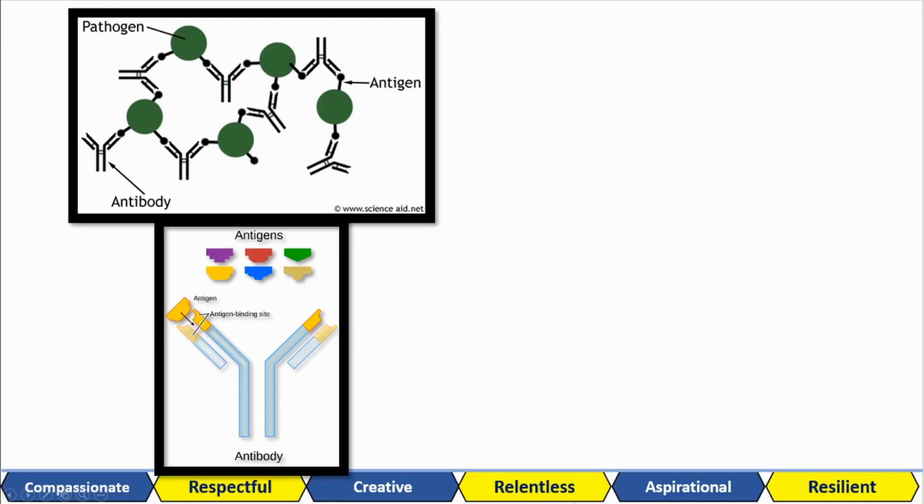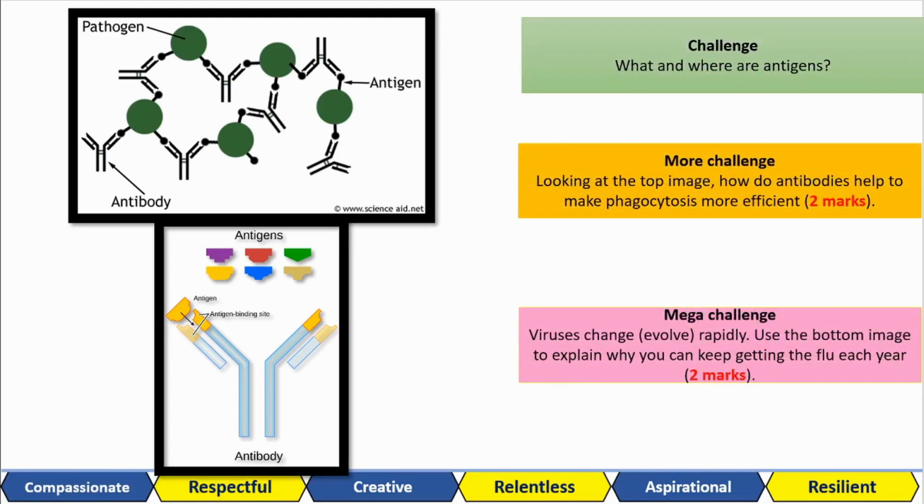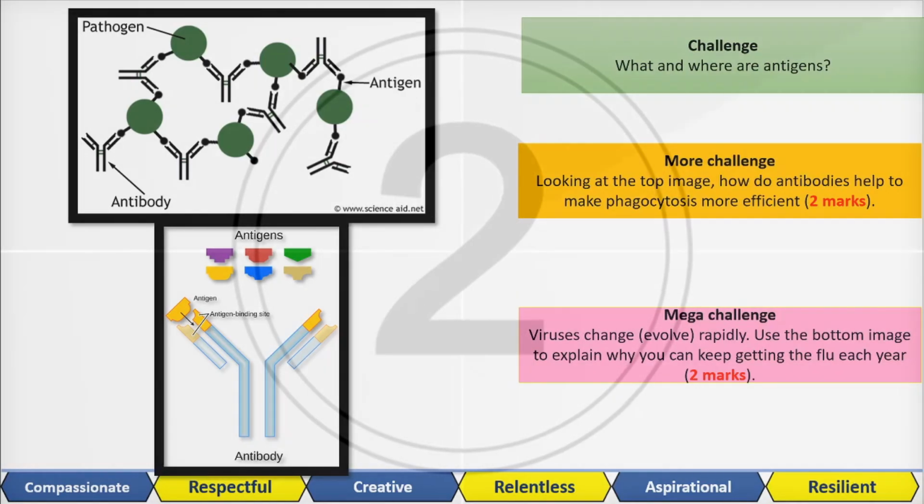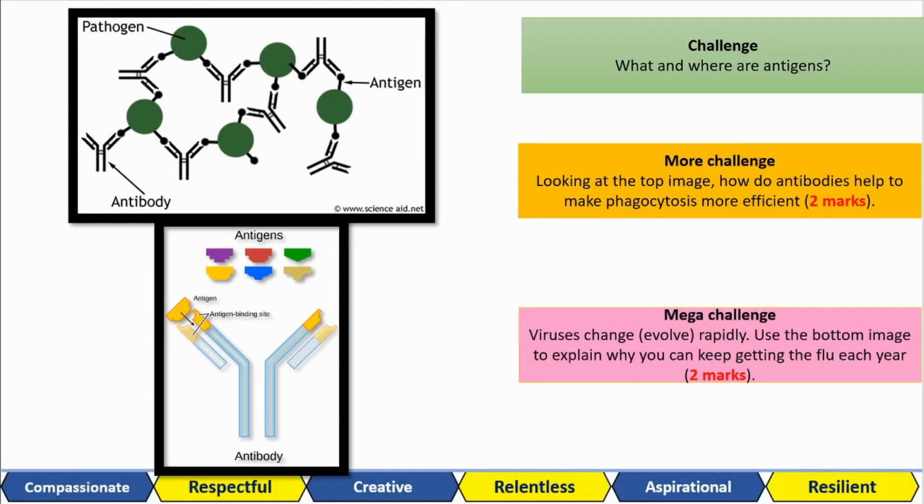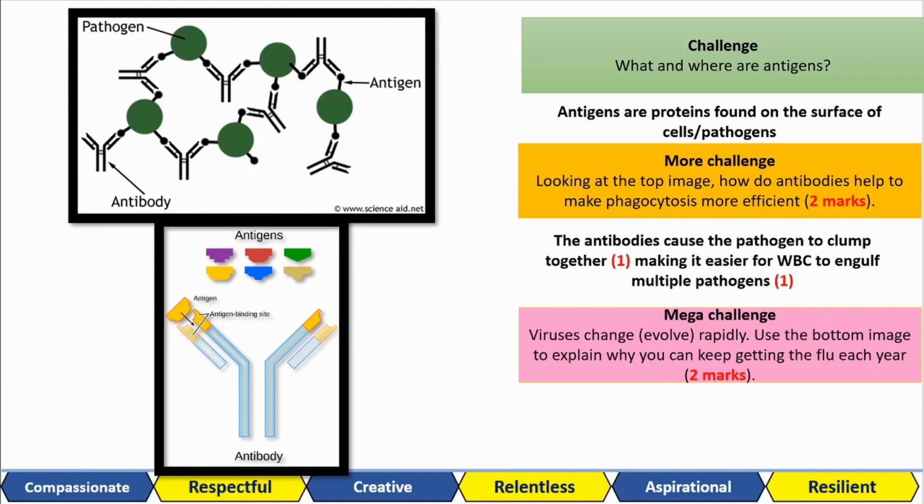Before speaking about vaccines, have a go at these challenge questions. Antigens are proteins found on the surface of cells and pathogens. In the top image, we can see that antibodies help clump up pathogens together, making it easier for phagocytosis to occur. The last question directs you to the image that shows the different antigens. Since viruses mutate and evolve very rapidly, they will develop different antigens, and so you need to develop different antibodies for each new specific strain of the virus.